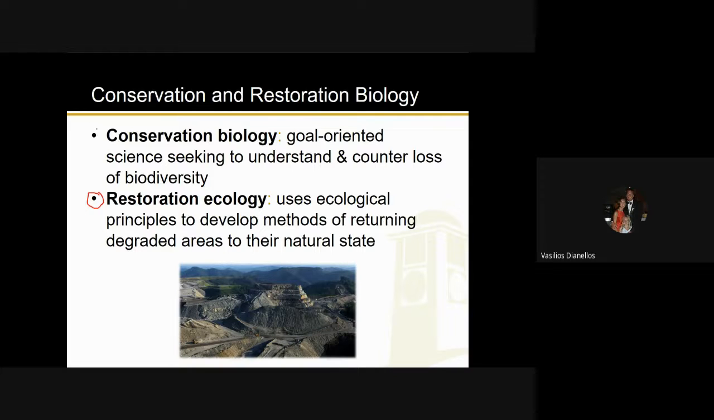So on one hand, you've got a kind of proactive thing. Conservation biology is sort of proactive, right? Like, hey, let's see what we can do to prevent this from happening. And then restoration ecology, in a sense, is reactive. It's like, all right, well, we've done this. How do we fix it? And that's what we'll talk about.